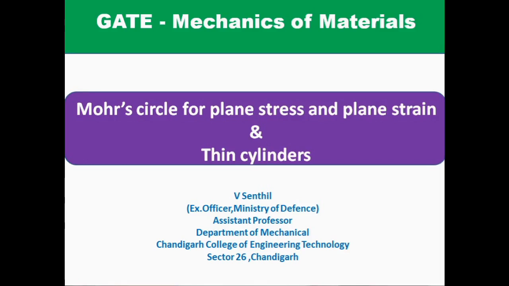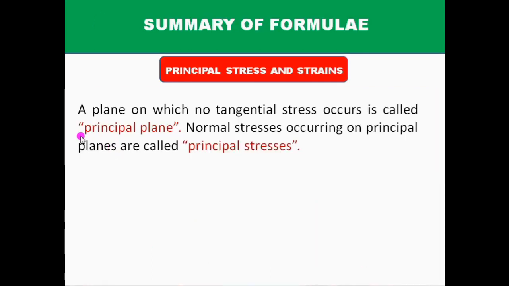Hello everyone. In this video I am going to talk about Mohr circle for plane stress and plane strain on thin cylinders. A plane on which no tangential stress occurs is called principal plane. Normal stresses occurring on principal planes are called principal stresses.